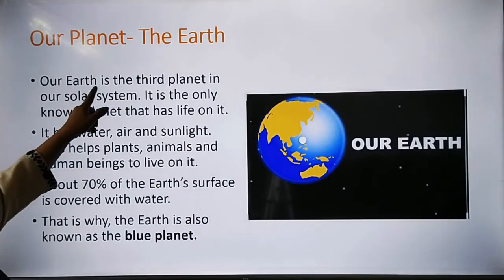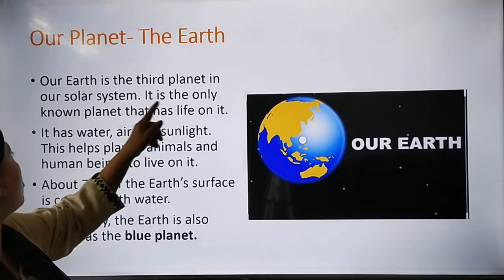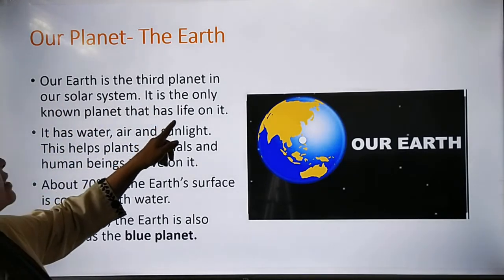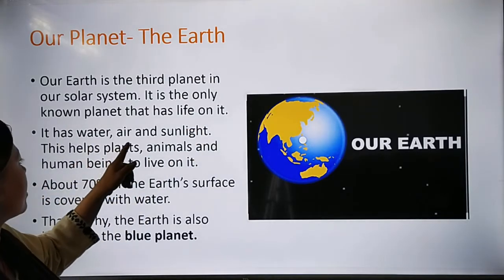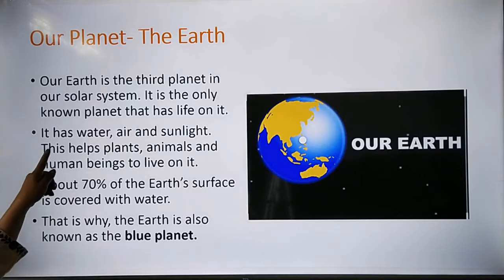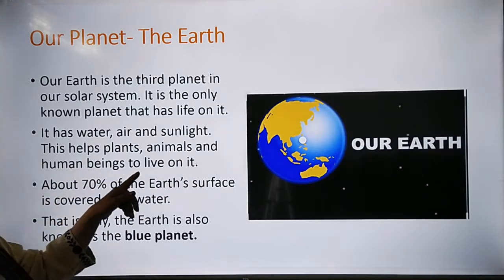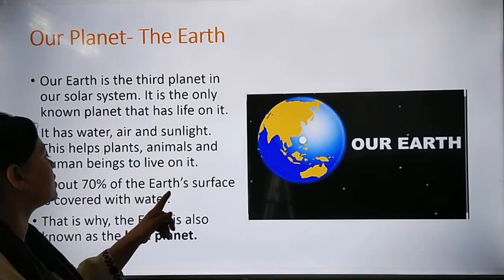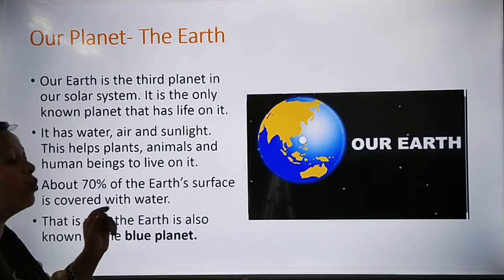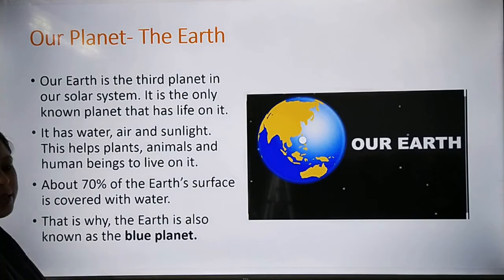Our earth is the third planet in our solar system. It is the only planet that has life on it. It has water, air and sunlight. This helps plants, animals and human beings to live on it. About 70% of the earth's surface is covered with water. That is why the earth is also known as the blue planet.